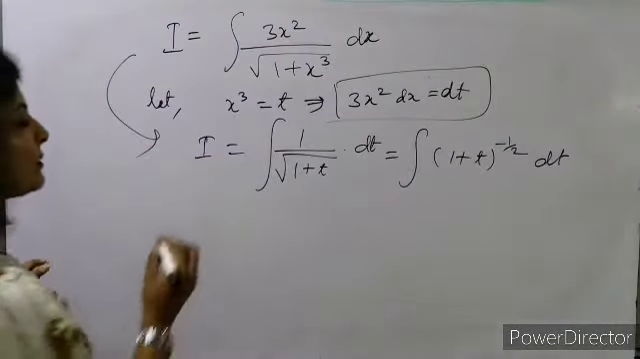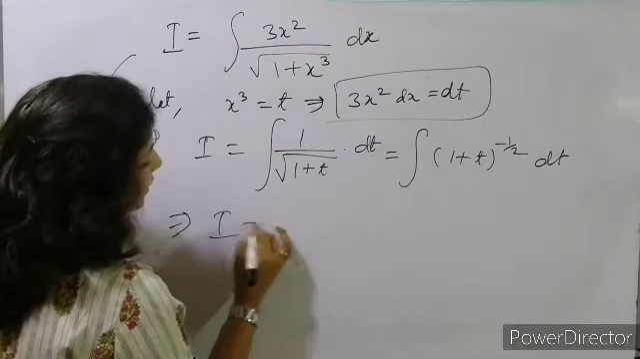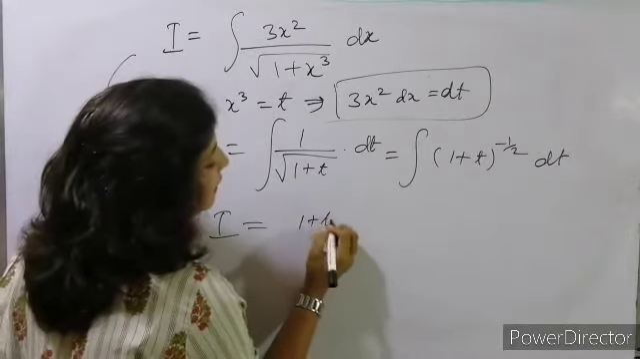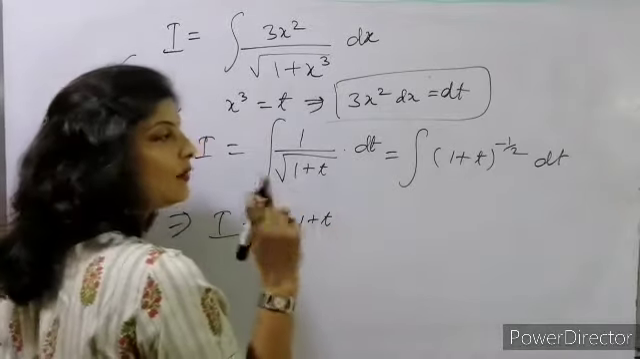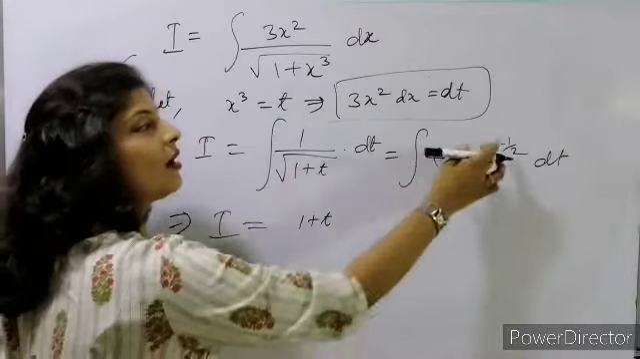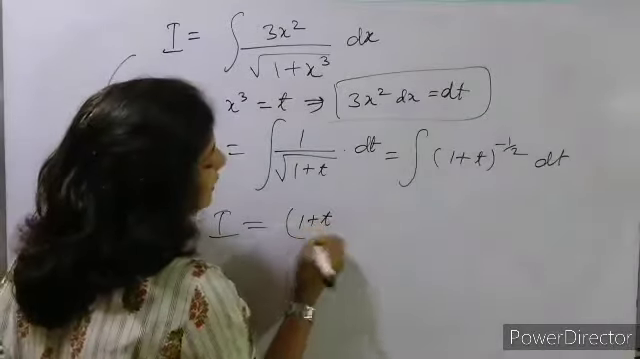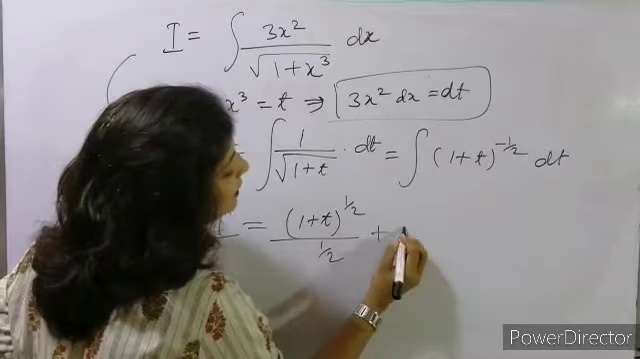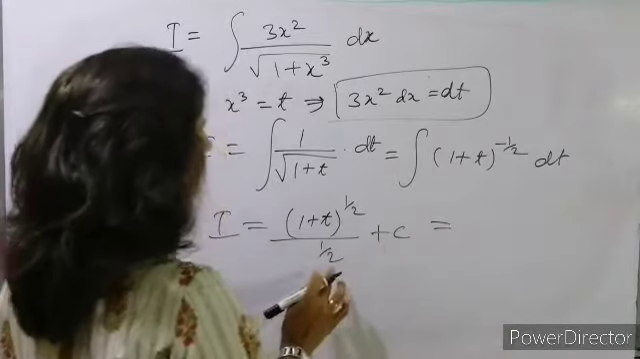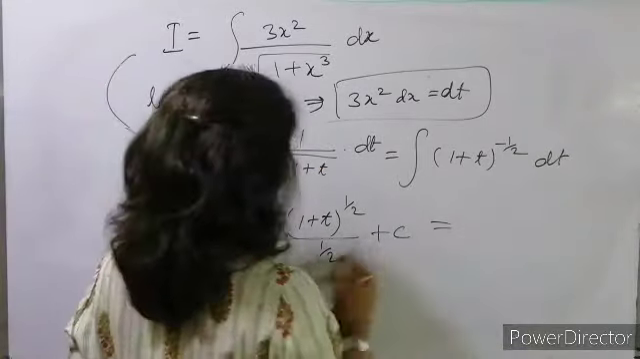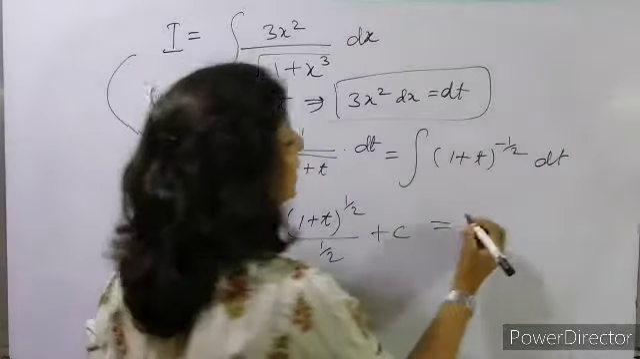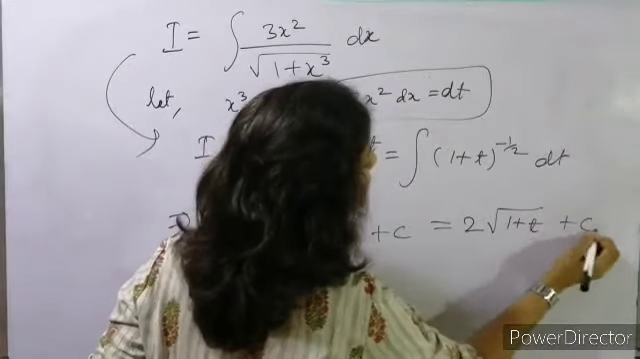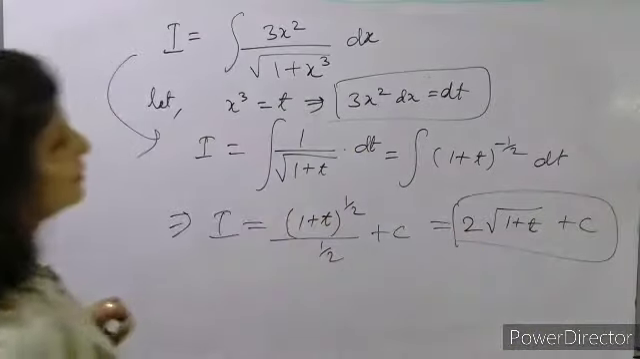Okay. So with respect to t, what value will we get after integrating this function? The power of 1 plus t is minus 1 upon 2. When we add 1 to the power, we get 1 upon 2, and divide by 1 upon 2, plus c. Dividing by 1 upon 2 means multiplying by 2, so we get 2 times the square root of 1 plus t, plus c. So this will be our answer.